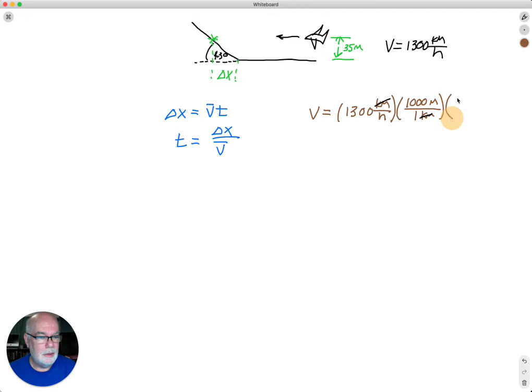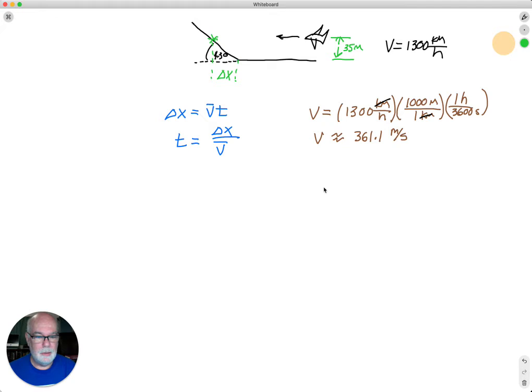So I need to get rid of the hours. So 1 hour is 3,600 seconds. So there's 60 minutes in an hour and 60 seconds in a minute, so 3,600 seconds. And when I do that, I get a velocity that's about 361.1 meters per second. So it's moving right along, right? Okay, let's turn our attention over here now to finding delta x.